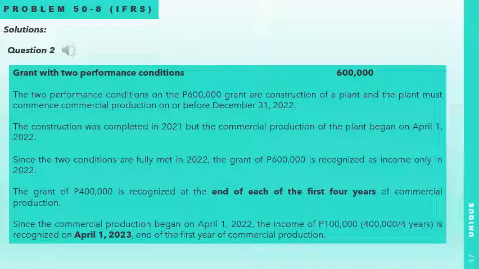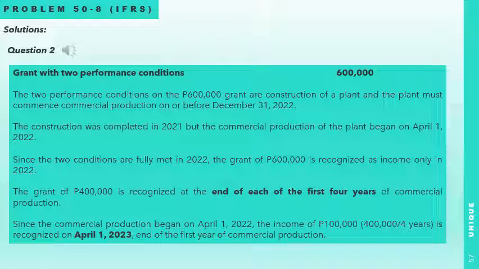The construction was completed in 2021, but the commercial production of the plant began on April 1, 2022. Since the two conditions are fully met in 2022, the grant of 600,000 is recognized as income only in 2022. The grant of 400,000 is recognized at the end of each of the first 4 years of commercial production.